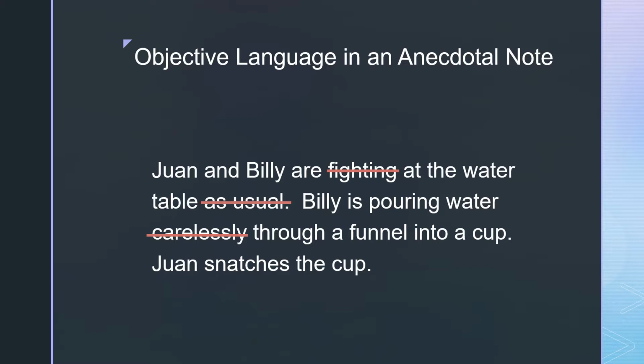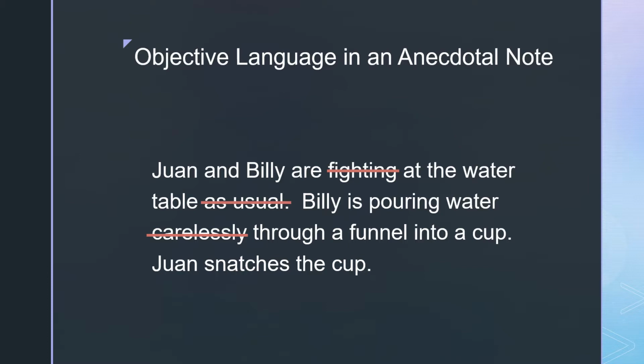If we were using this anecdote as part of a broader pattern of observations, it's possible that the funnel or the cup are a triggering incident. It's possible that the water splashed Juan, which started this situation to occur. The long and short of it is that it is possible that that's important information. It's completely objective. There's no reason not to leave it in the anecdotal note.